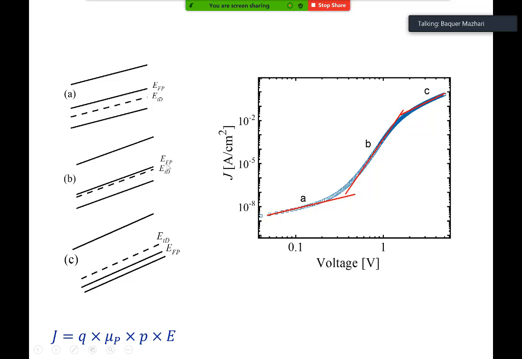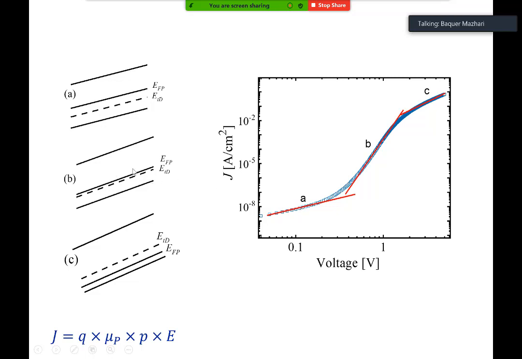Once you inject enough holes, the Fermi energy comes below the trap level here, and all the traps are full. So when the traps are mostly unfilled, if you look at the expression for current, q mu p E, the characteristics are like the space charge limited current, with a slope of around 2 or so.